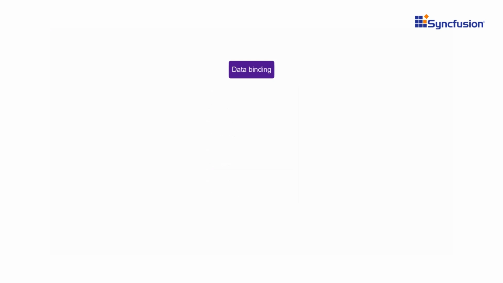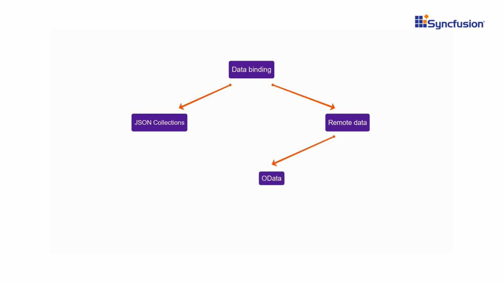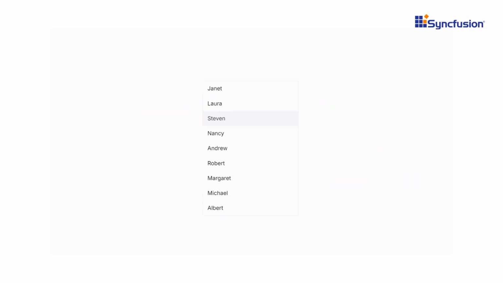Easily bind data from various sources like JSON collections or remote data sources using adapters like OData, Web API, JSON, and more. Looking to rearrange selected items? You can either use keyboard shortcuts to move selected items up or down within the same list, or you can use the toolbar actions to do the same.